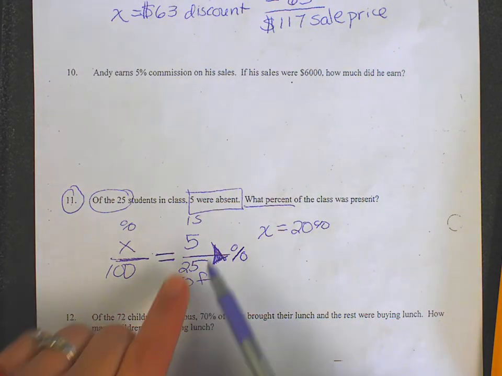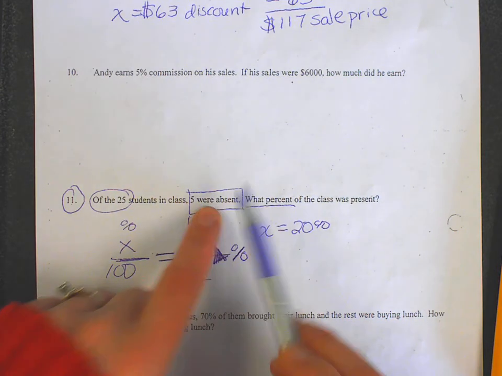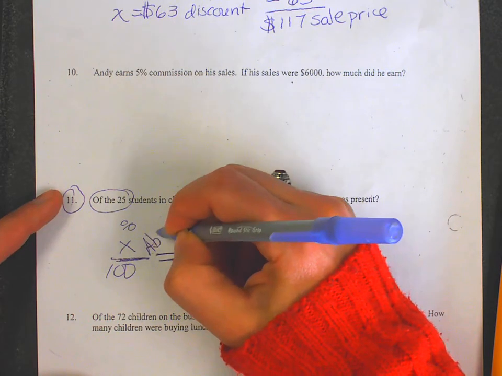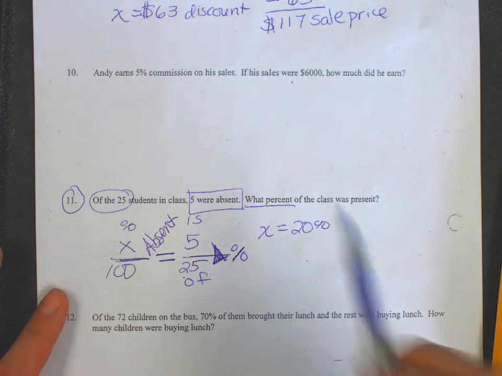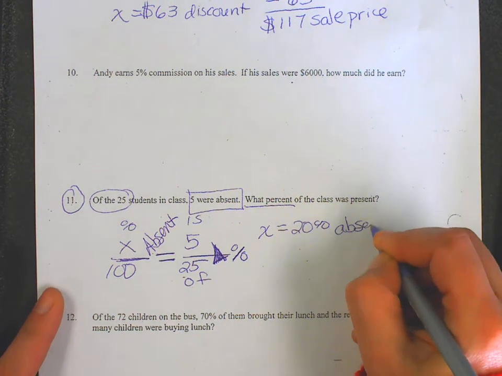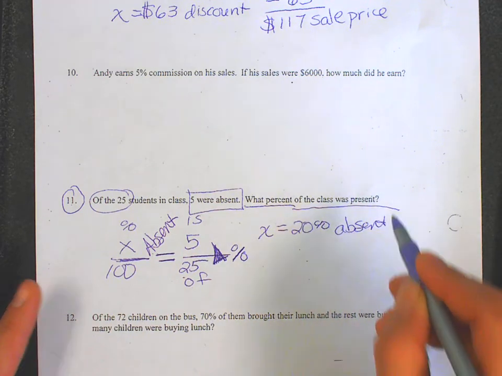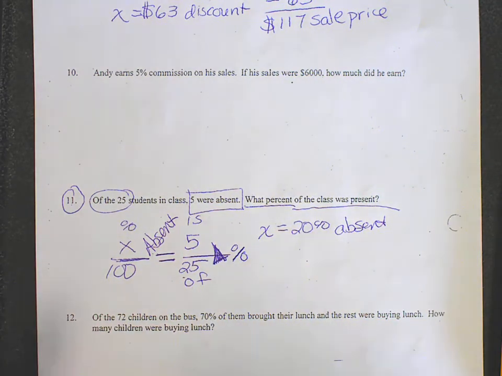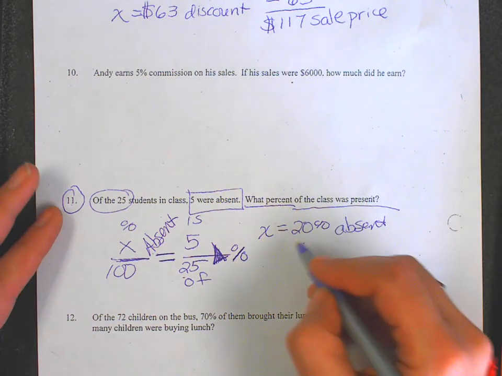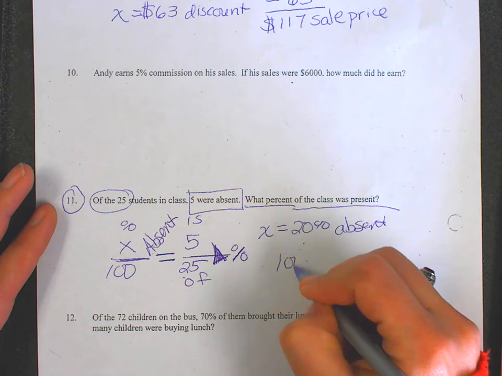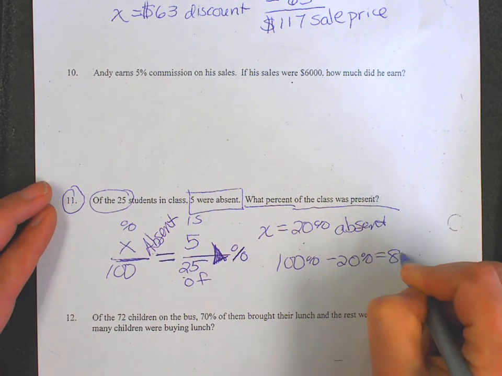So what is this 5? This 5 is how many students were absent. So I'm going to label right here absent. And then I'm going to go back and reread my question. I'm going to label it here too. What percent of the class was present? Oh, okay, so if 20% is absent, 100% is my whole entire class. So 100% of them is my entire class. Take away the people who were absent, leaves you with 80% present.